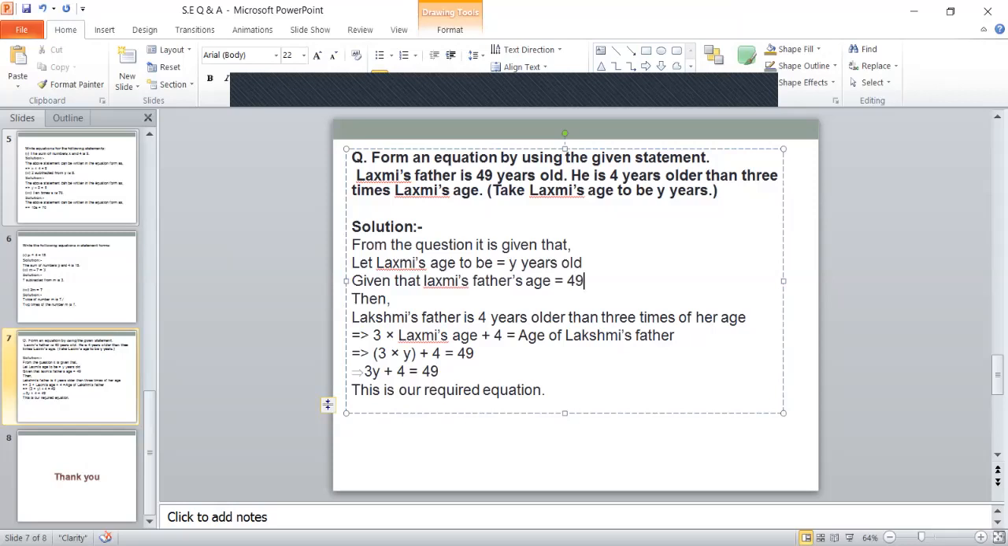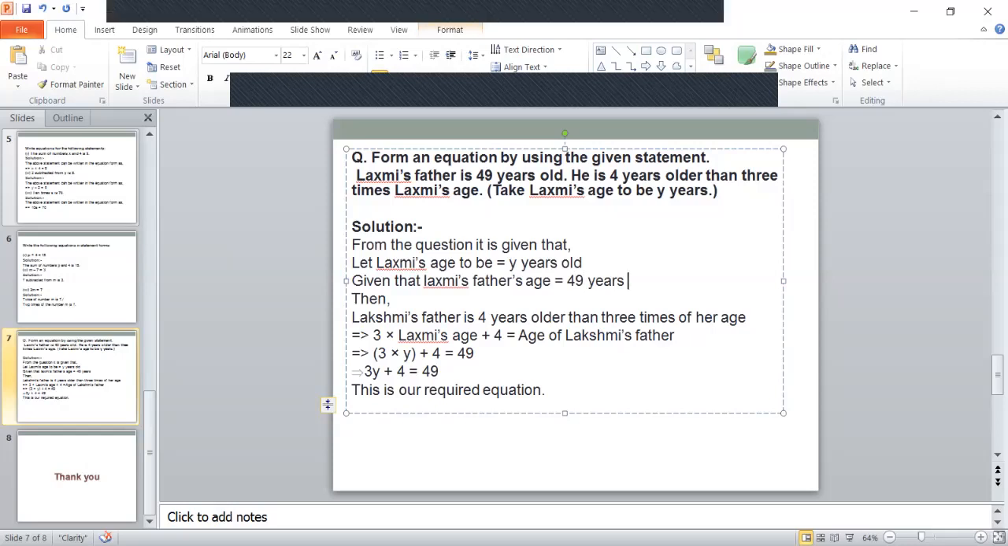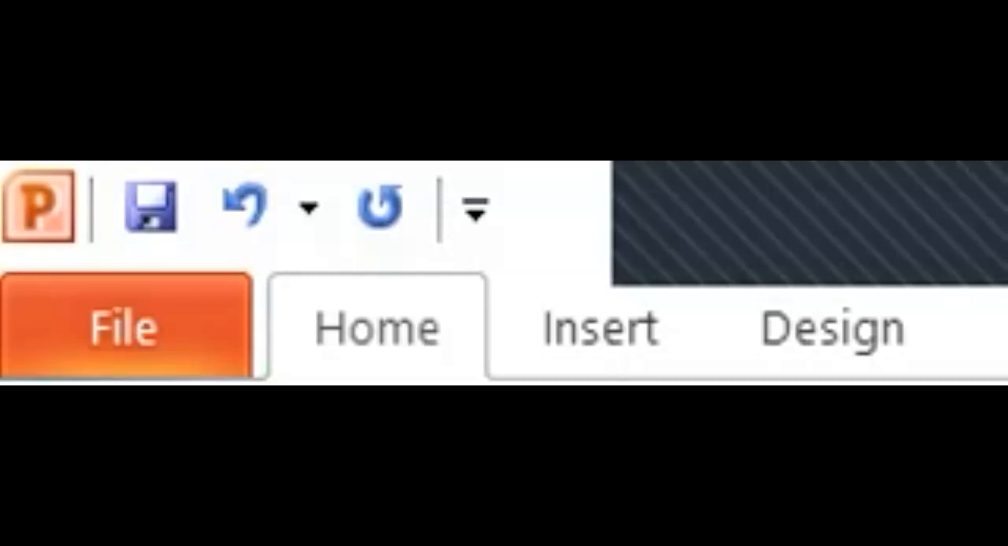49 years. So it is given that Lakshmi's age is y years old. That means Lakshmi's age is y. Lakshmi's father's age is 49. It is said that Lakshmi's father, he means, look here in this statement, is 4 years older than 3 times Lakshmi's age. So first, what is given? 3 times Lakshmi's age. What is Lakshmi's age here?